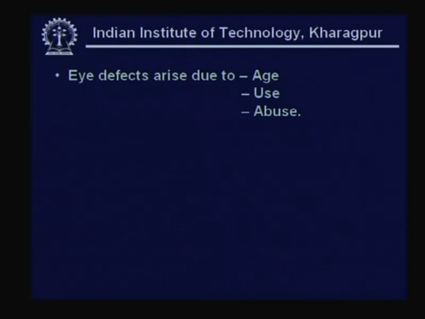Now, this apart, everything has a natural aging cycle. So, eye defects are known to occur due to age, and also because of use, and abuse. Trying to read fine print in dim light is one way of abusing, as is locating in a wrong angle.